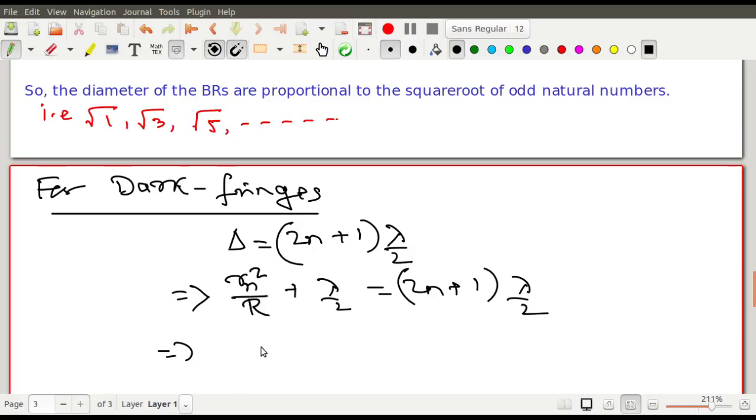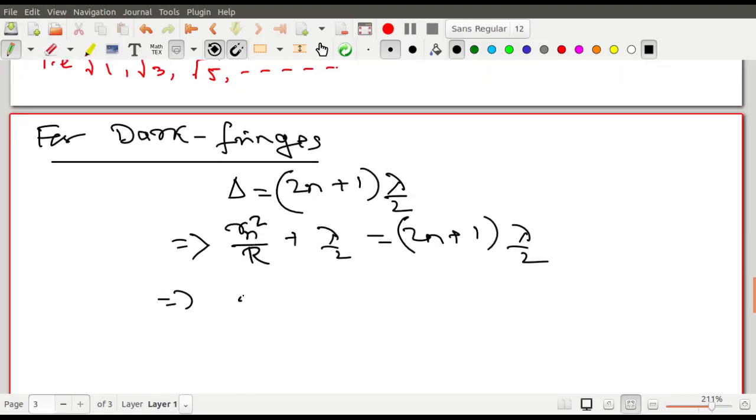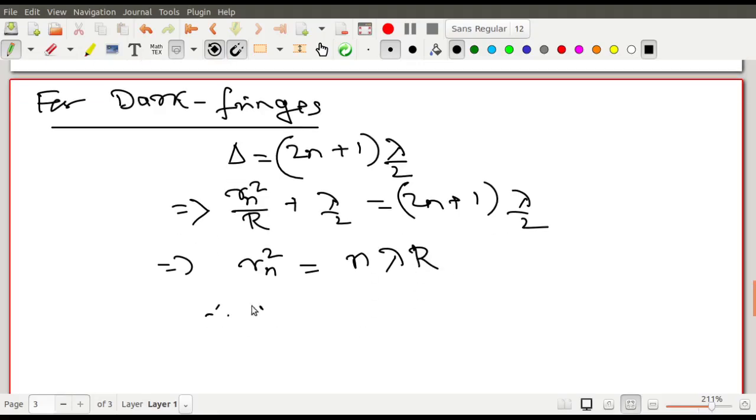So this is rn square by r, so I shouldn't write it that way. I find that my rn square comes out to be n lambda R. So rn square comes out like this, then what will be dn square? dn square is 4 times rn square, so that will be 4 times n lambda r.